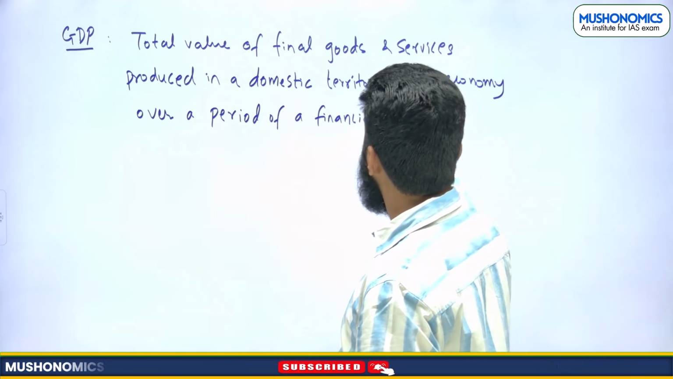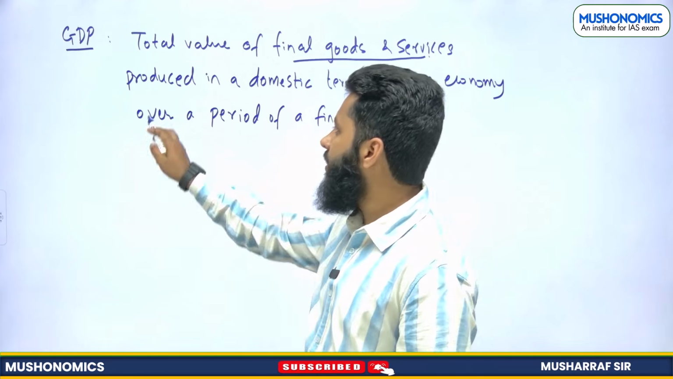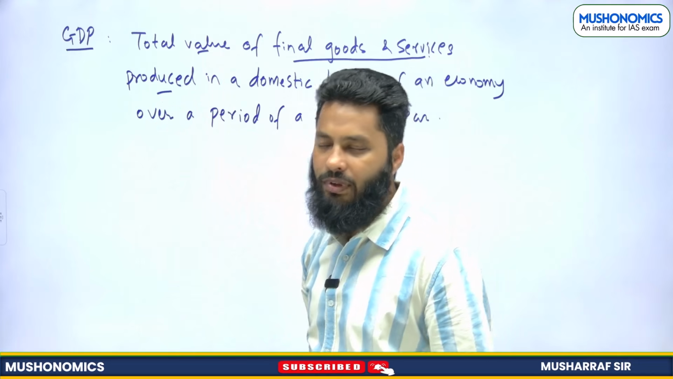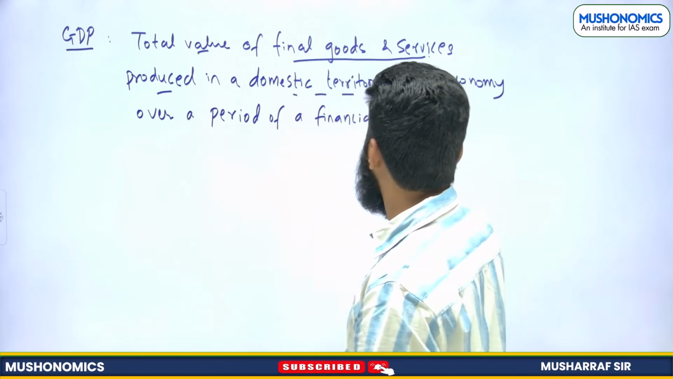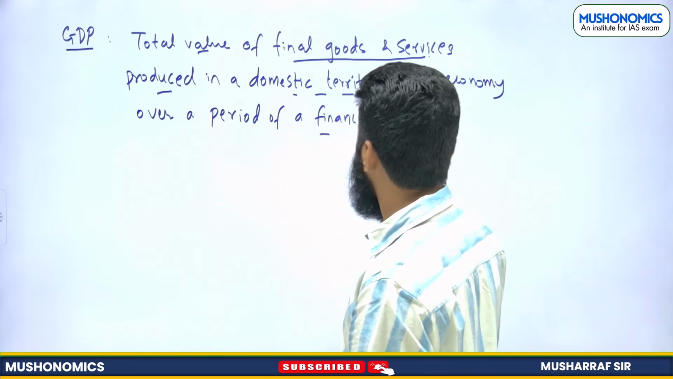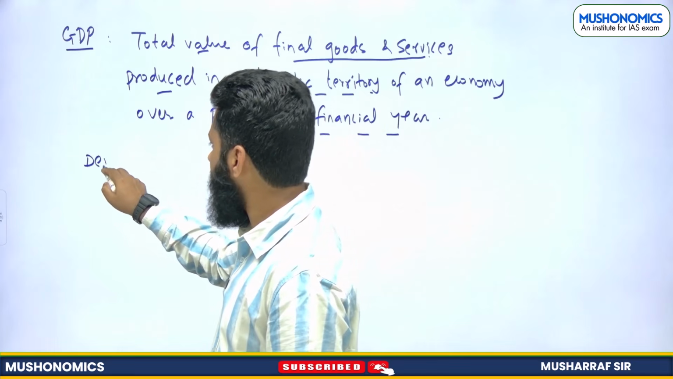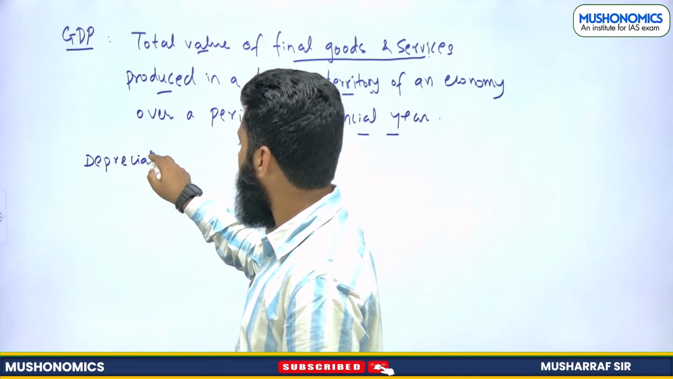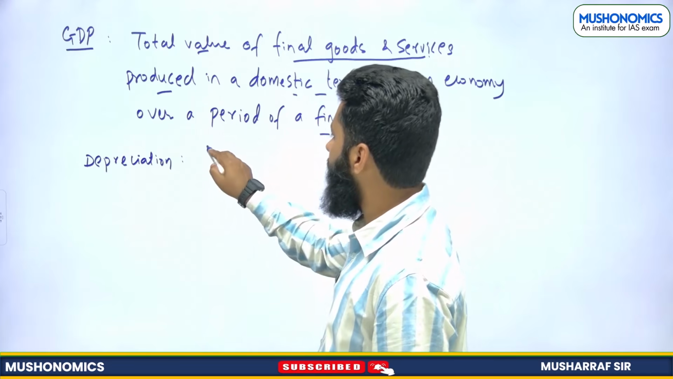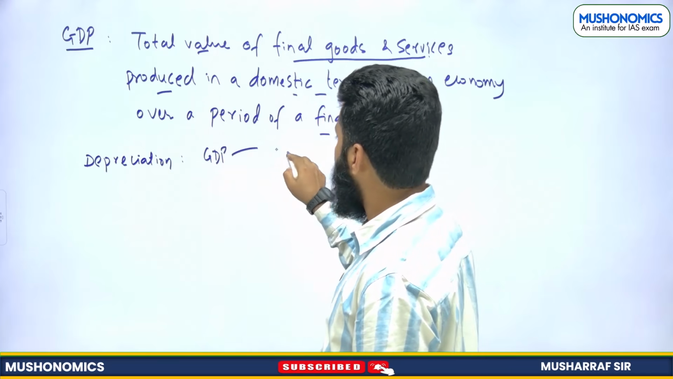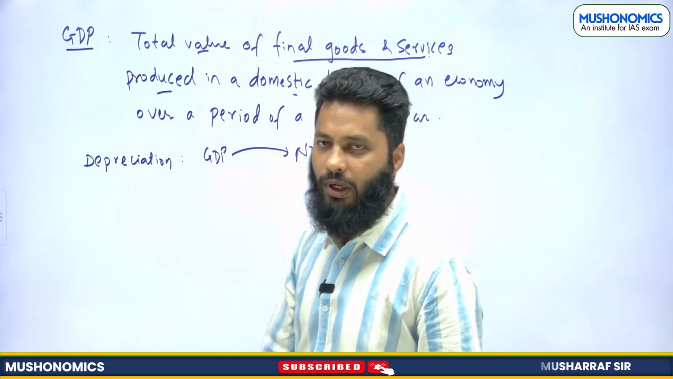Now we have discussed this. We have discussed what are final goods and services, what we mean by production, and why we are including values of goods and services, domestic territory, and financial year. These concepts we have discussed. Then we talked about the depreciation concepts, right? What is depreciation and how, on the basis of depreciation, we get two variants of GDP. One is GDP and one is NDP, net domestic product.